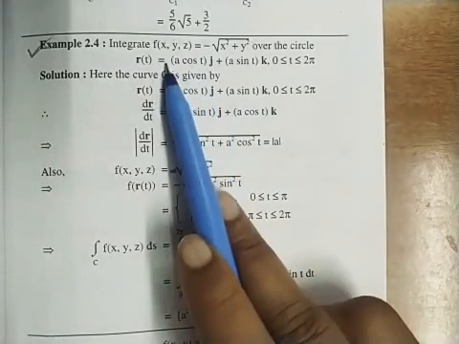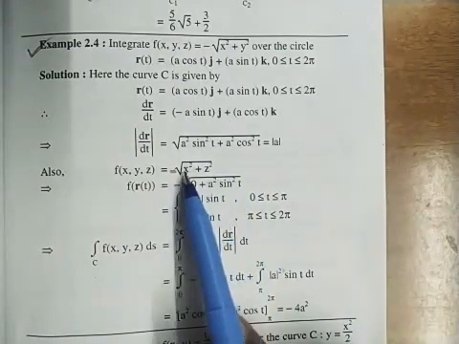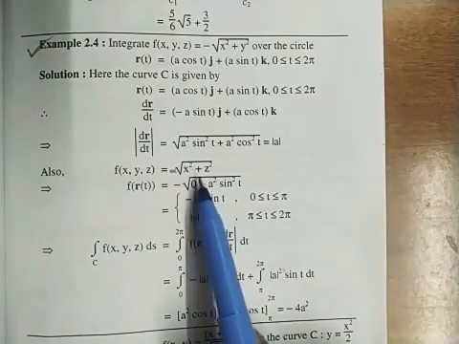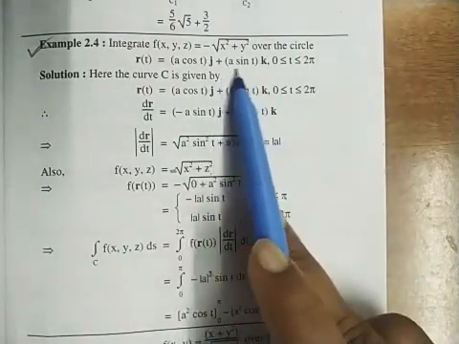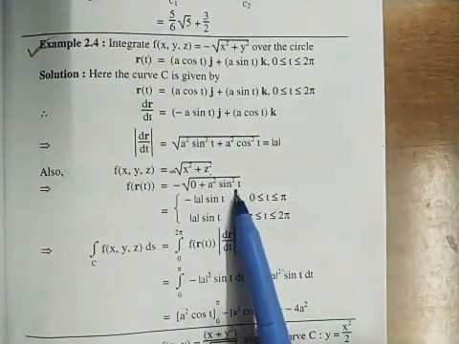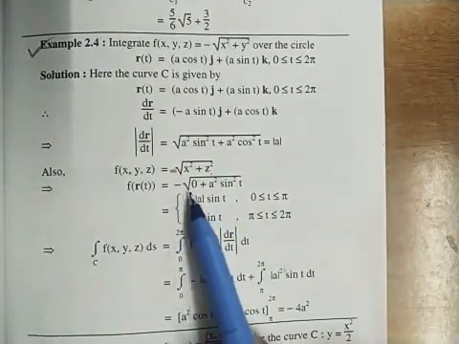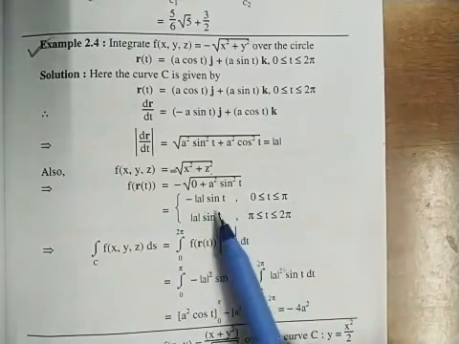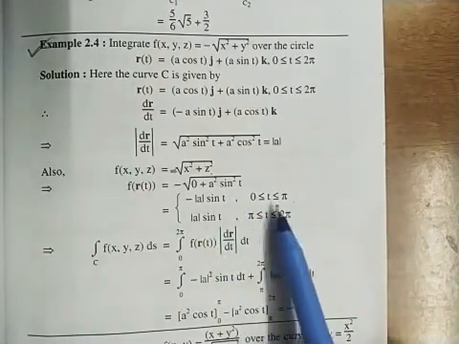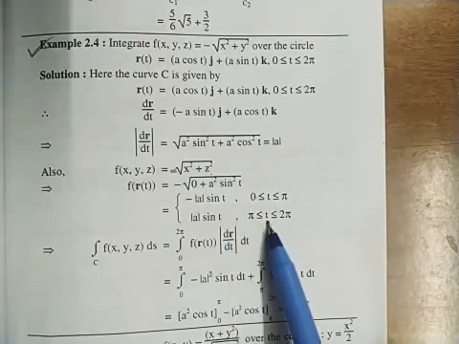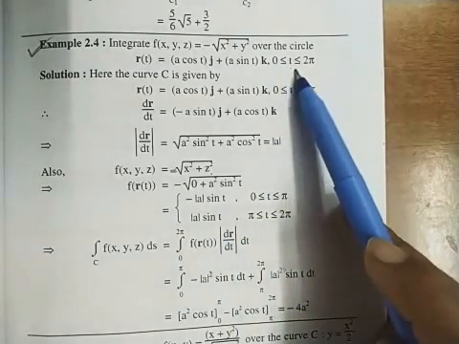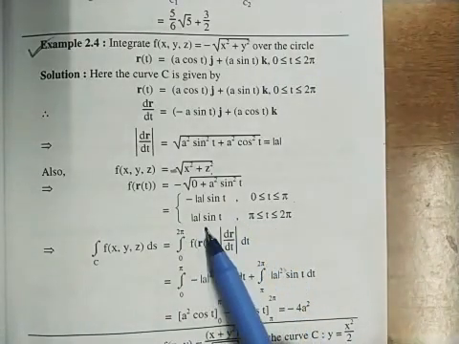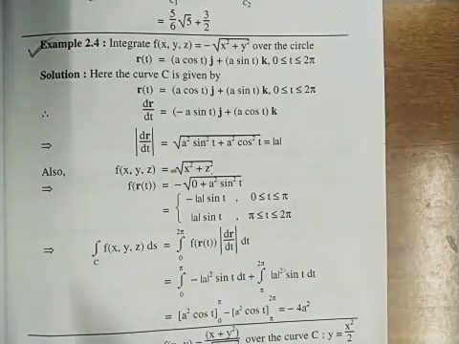Therefore, f of r of t is equal to minus the square root of x square plus z square. What is x here? The coefficient of i is 0, so x square is 0, plus z square. Z is a sin t, so its square is a square sin square t. So what we get here is minus a sin t, because it depends on t. If t is between 0 to pi, then we get the answer minus a sin t. If t is between pi to 2 pi, because here t varies from 0 to 2 pi, then we get plus a sin t. Okay, so now let us use the formula.